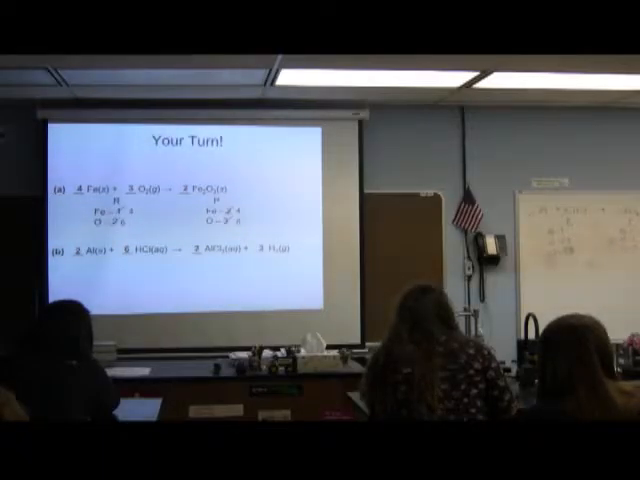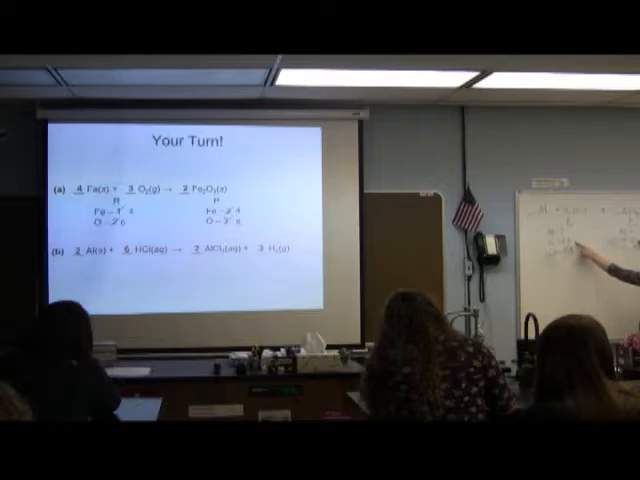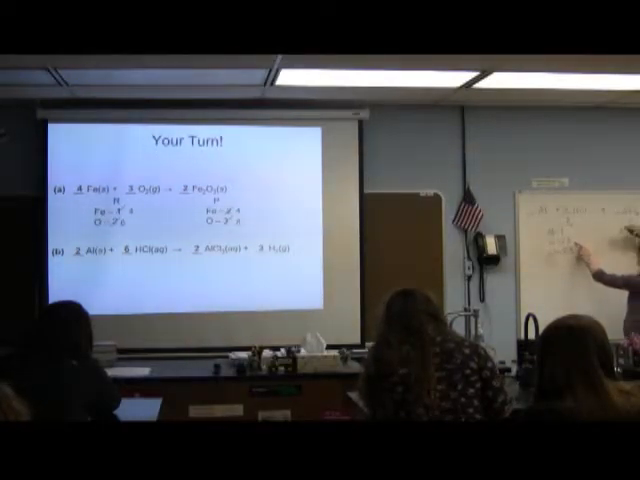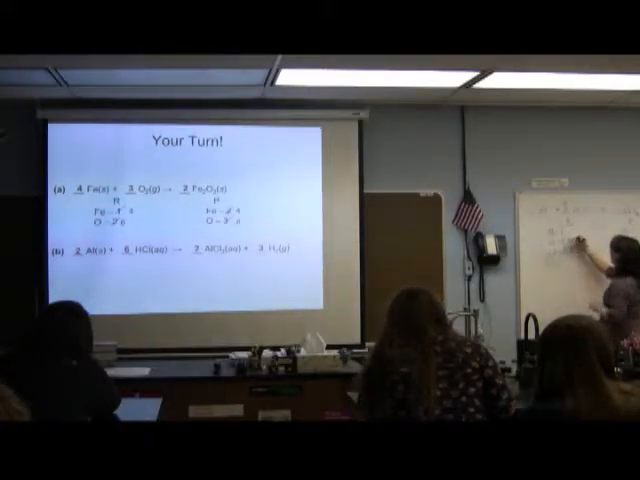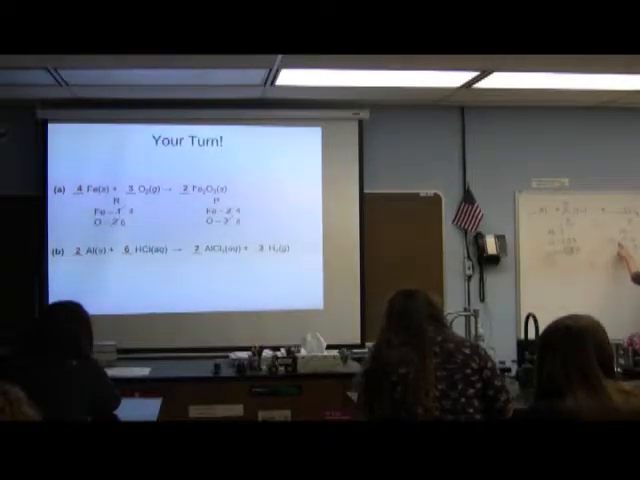Now what am I going to do to my hydrogens? I've got 3 on this side and 2 on this side. I'll multiply by 2 and 3. All right, so what do I need to change this number to? 6. Change this into a 6. So that makes that 6. That makes that 6. And what do I need to do to make this into a 6? 3 right here. That makes that a 6.